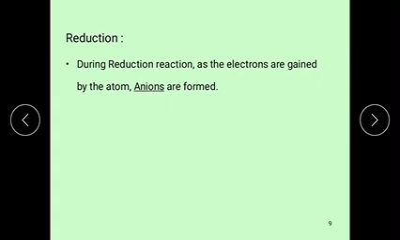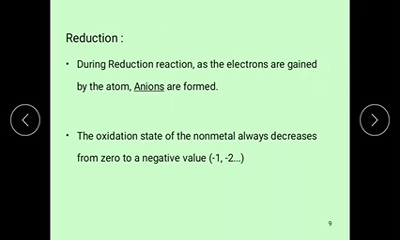In the reduction reactions, the electrons are gained and that converts into an anion. The oxidation state of non-metal ions always decreases from 0 to a negative value. In the case of non-metal elements, the oxidation numbers always decrease from 0 to minus values, that is, negative values.